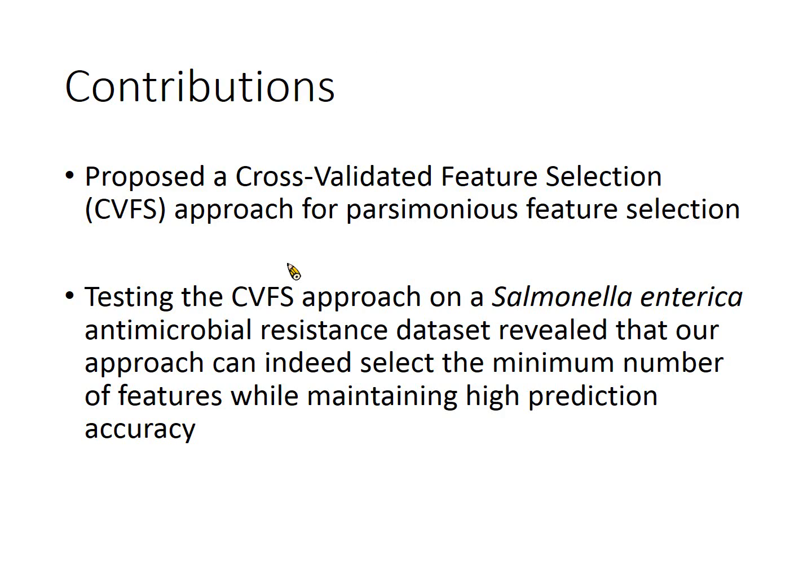Our contribution in this work is that we propose a cross-validated feature selection approach and apply this approach to identify antimicrobial resistant genes. By testing our approach on Salmonella enterica dataset, we showed that the approach is able to select the minimum number of genes while maintaining the prediction accuracies using machine learning algorithms. We will continue investigating the gene content in order to get the most out of the identified genes.